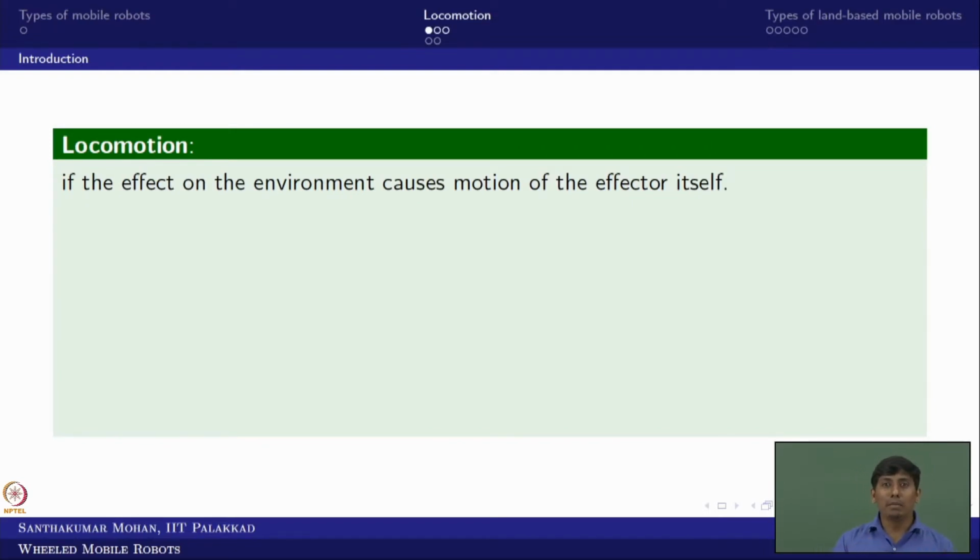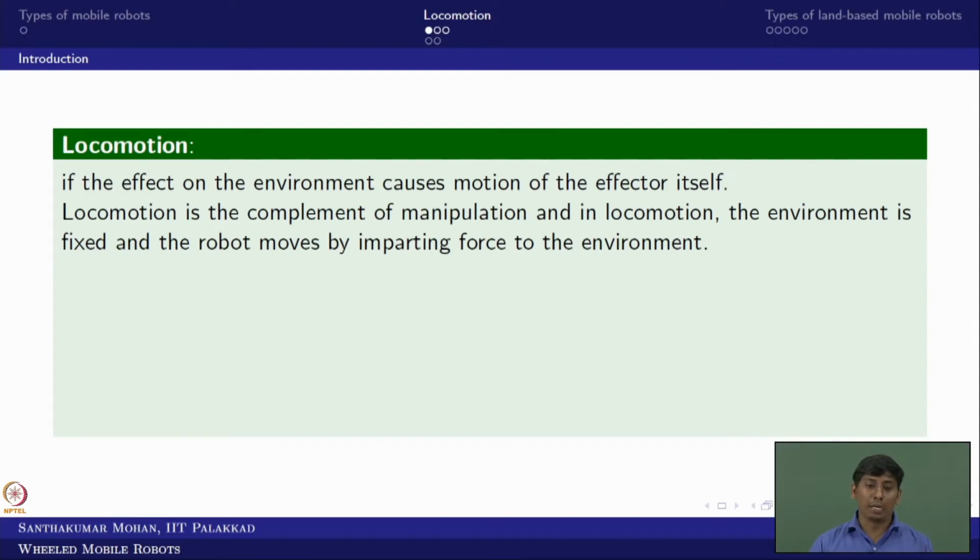As I already told, this lecture is going to talk about locomotion. You know what locomotion is: it is the effect on the environment that causes motion of the effector itself. This is what we defined as locomotion, but there is another way to define it. Locomotion is a complement of manipulation. What does complement of manipulation mean? Rather than fixing, it is going to move. How does it move? By imparting force to the environment, or imparting moment to the environment.